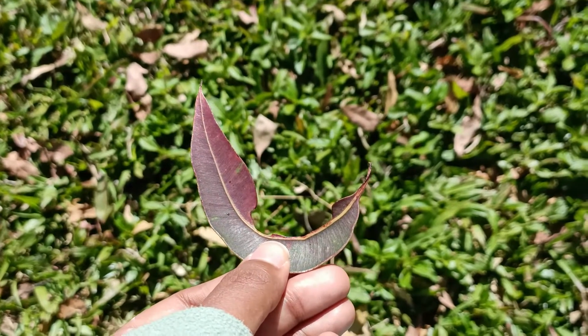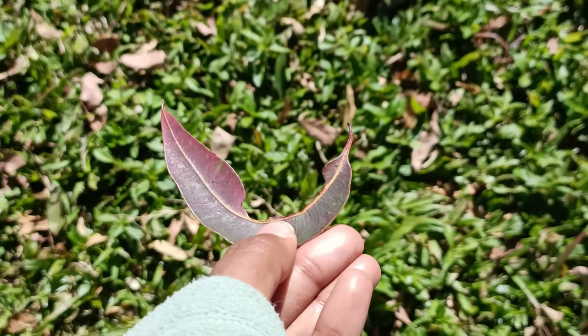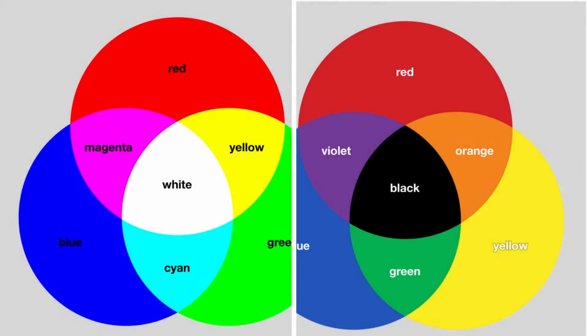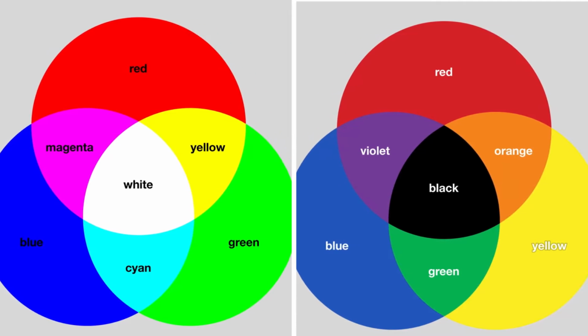Yeah, it's the spectrum of light, not the individual lights. But it is important to remember that we see in red, green, and blue. Not red, yellow, and blue.